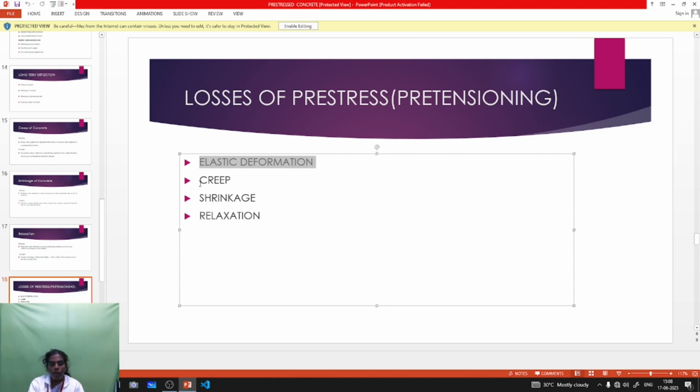Then the next one, after elastic deformation, is creep. Deflection occurs due to creep, and creep losses also occur. Then shrinkage: deflection may occur due to shrinkage, and some losses also occur due to shrinkage. Then relaxation. So the deflection is compared to the losses with the same causes, only some losses occur during the deflection.